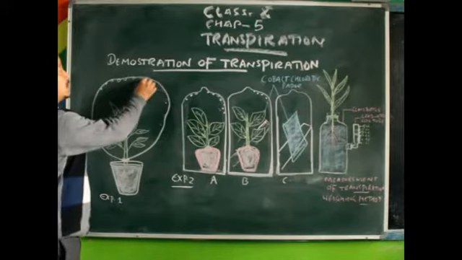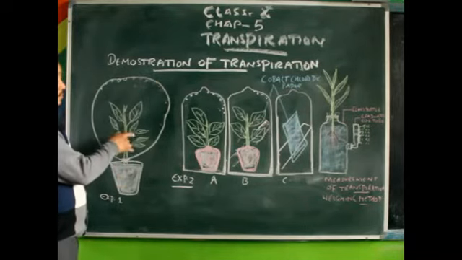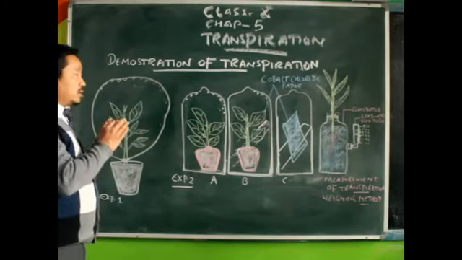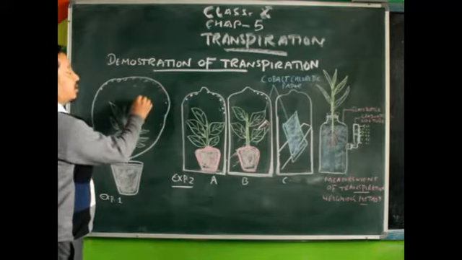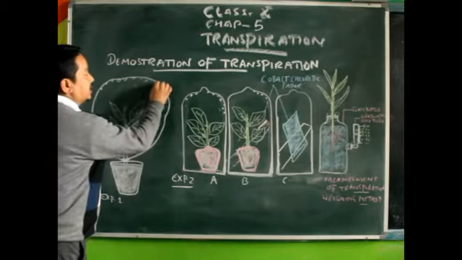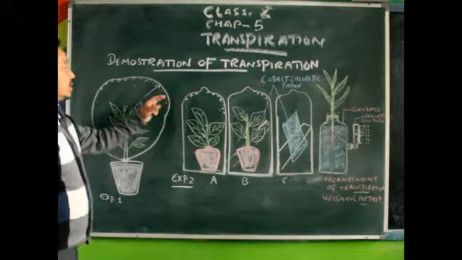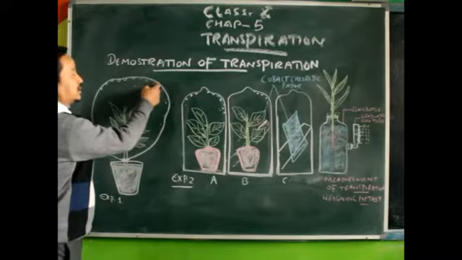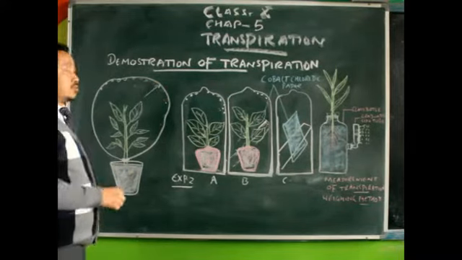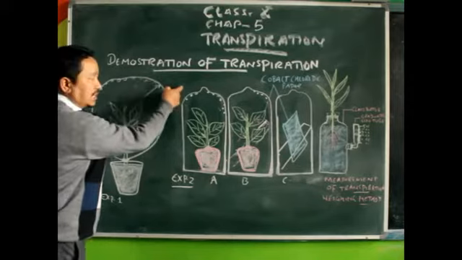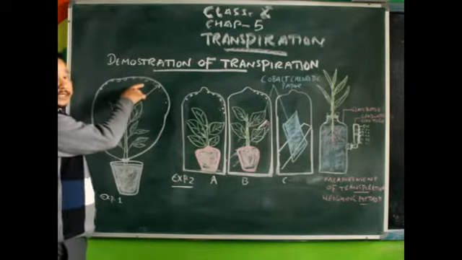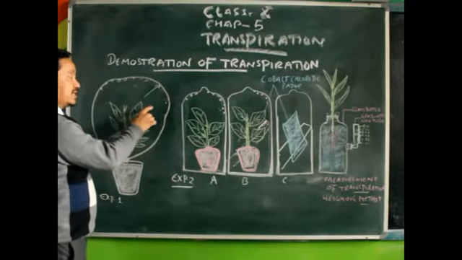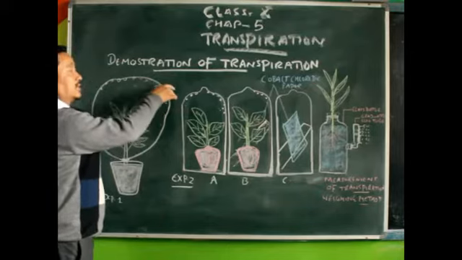These droplets of water are from these leaves. From this aerial region, water vapor has been lost. When that water vapor strikes the inner surface of this polythene bag, it is condensed into droplets. Why? Because the outside temperature is less than the temperature inside. This region is covered by the polythene bag, and obviously the temperature inside is more than the temperature outside.